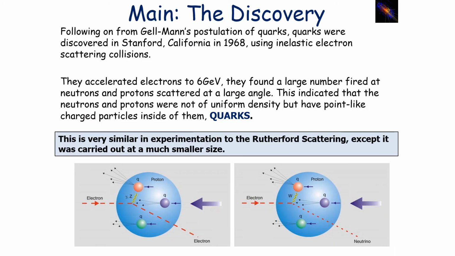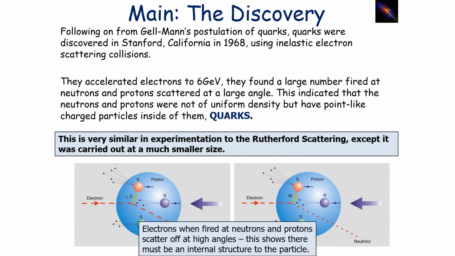Now we observe quarks by firing our electrons at neutrons and protons and realizing they were scattered at large angles, which indicates that neutrons and protons were not of uniform density but had a point-like charge inside of them, the quarks. This is very similar in experimentation to Rutherford scattering, except it was carried out on a much smaller scale. So it showed that this scattering meant that there was an internal structure to the protons and neutrons.